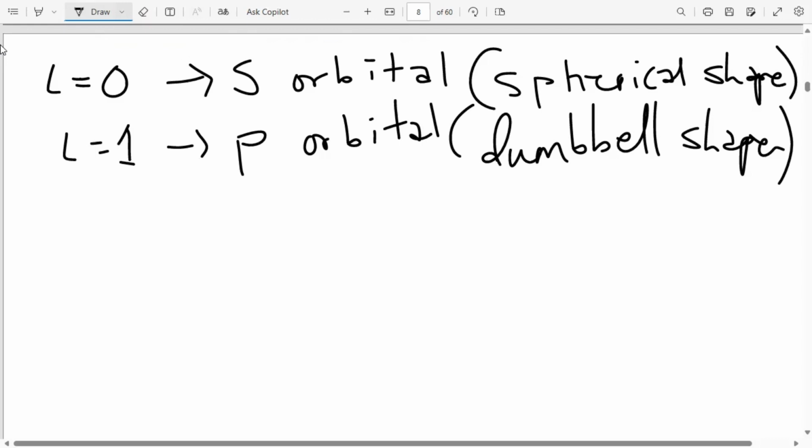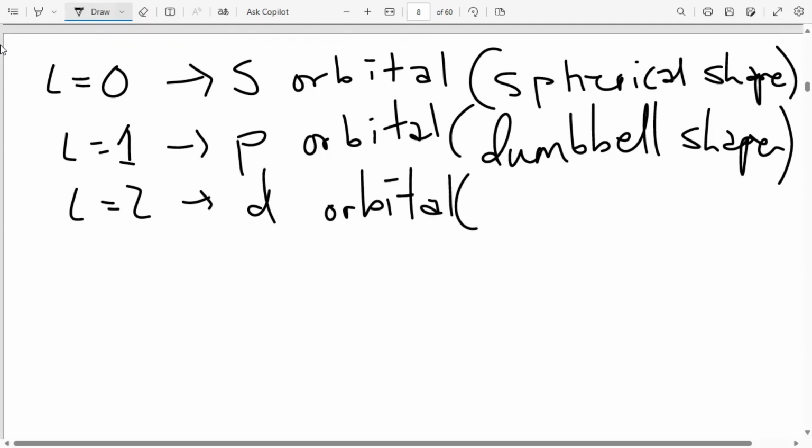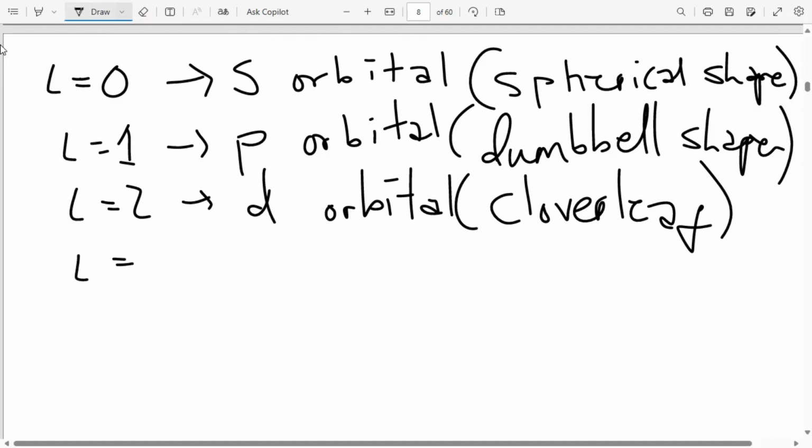When L is equal to 2, this corresponds to a d orbital. The shape of a d orbital is very complex, but one description we can give is a cloverleaf. This is the signature they will ask you about. If they ask you about the shape of d orbitals, you can just give that one.